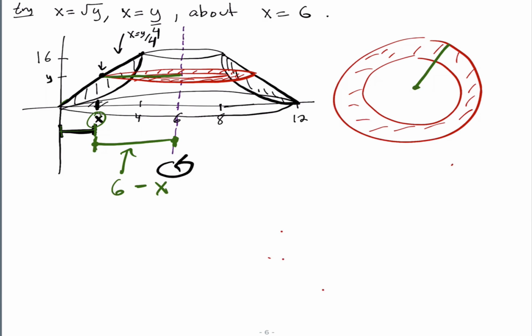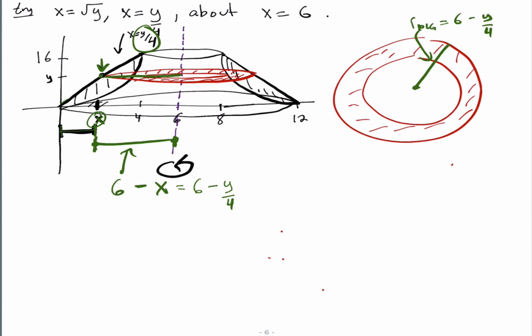But again, I don't want it in terms of x, I want it in terms of y. So it should be 6 minus, very important that it's this x that corresponds to this function here, which is y over 4. Do you guys see how we got to that point? So that's the big radius. So r big is 6 minus y over 4.